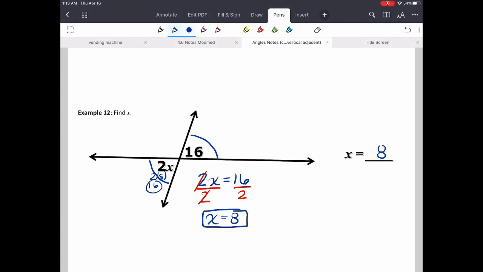Okay, so that does it for this lesson. Hopefully you understand the difference between supplementary and complementary angles. Hopefully you understand what vertical angles are, what the relationship is to each other, and adjacent angles.